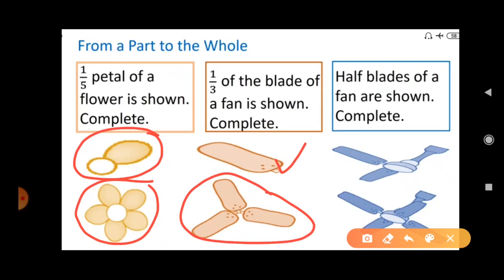Next, half blades of a fan are shown. This 1 and 2 blades are given. Now we have to draw other half blades. Means here 2 blades are given, so we have to draw another 2 blades. Means total 4 blades. So our image will become like this.